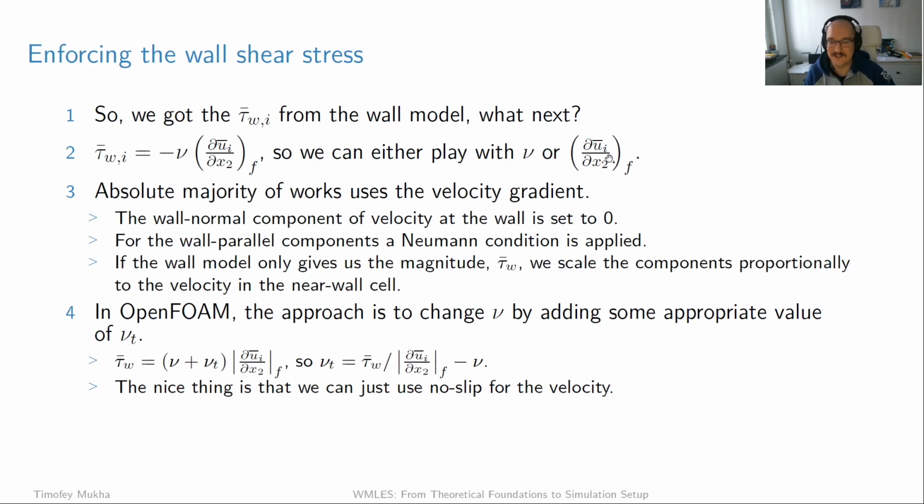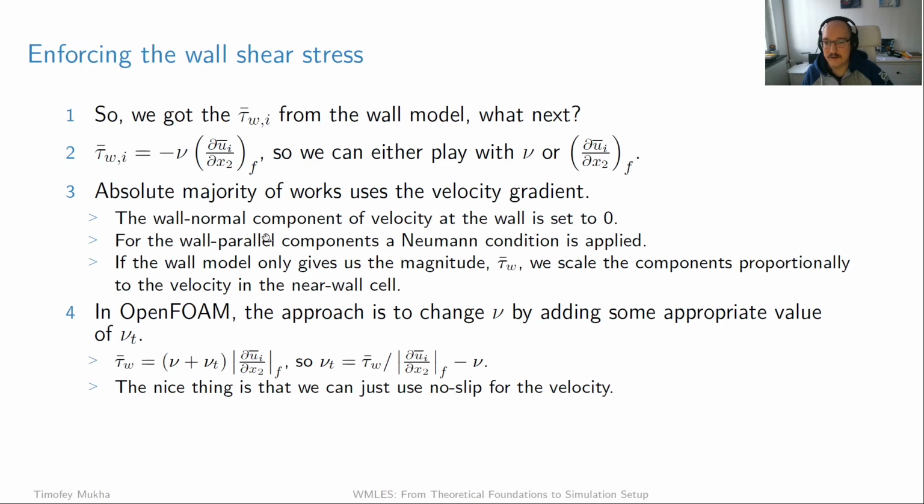So we can change either of them in order to satisfy the correct value of tau wall, which we're given from the wall model. And the absolute majority of the works deal with the pressure gradient, the velocity gradient, right? So what we do is, okay, the wall normal component is irrelevant. We just set it to 0, right? So it's this non-penetration condition. So the wall normal component is 0.